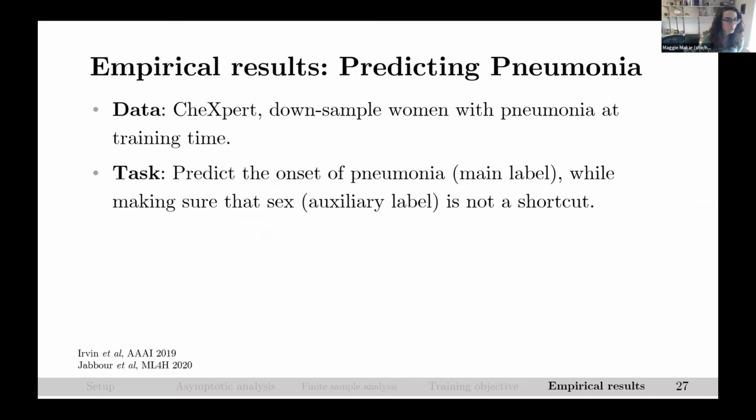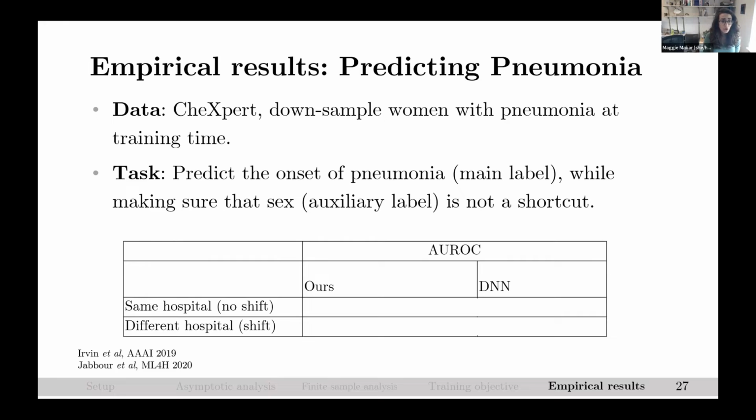Okay, some empirical results on a more real dataset, which we'll look at in the context of predicting pneumonia. So we used CheXpert and downsampled women who do not have pneumonia at training time. Again, similar to a previously studied setup. And the task here is to predict the onset of pneumonia, which is our main label, while making sure that sex is not used as a shortcut.